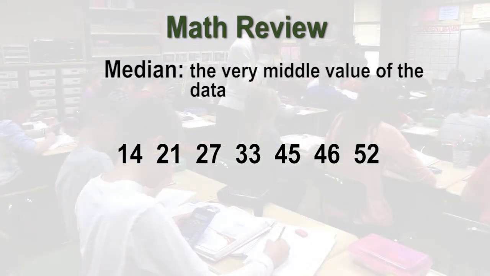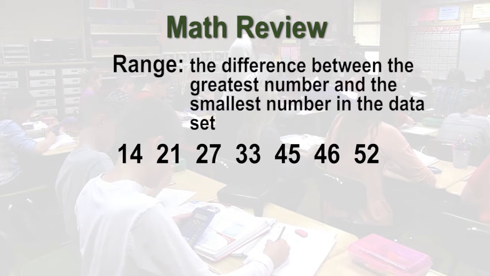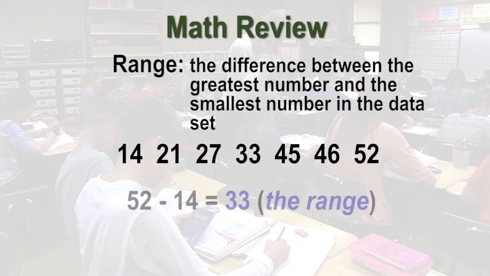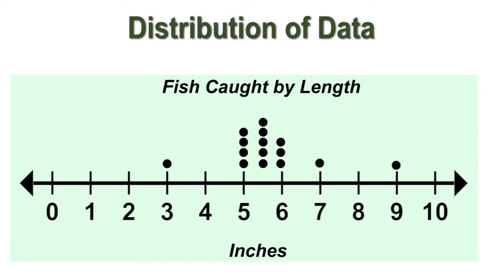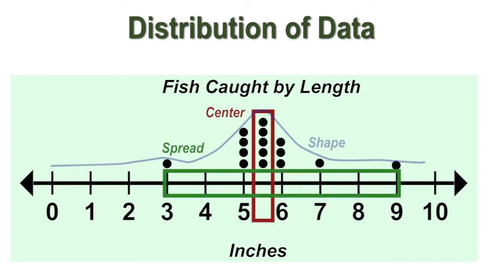Students have also learned how to find the median, which is another measure of center. The median is the very middle value of the data. For this set of data, the median is 33. Students learned how to find the range. The range is the difference between the greatest number and the smallest number in a data set. The range for this set is 52 minus 14 equals 38. Also, students learned that the distribution of data is measured in 3 ways: center, spread, and shape.